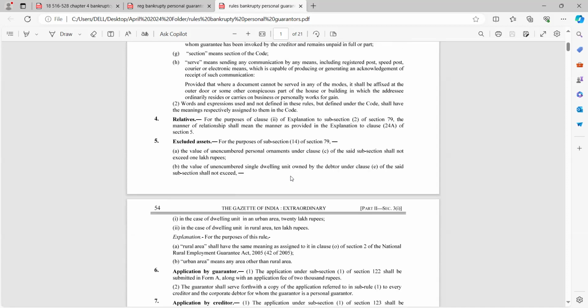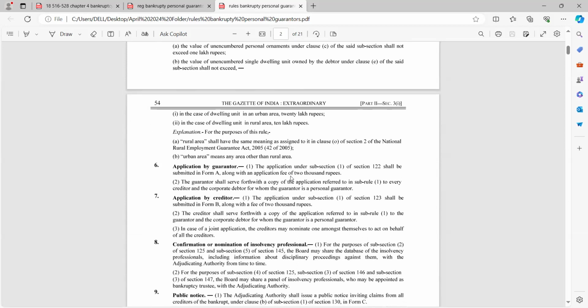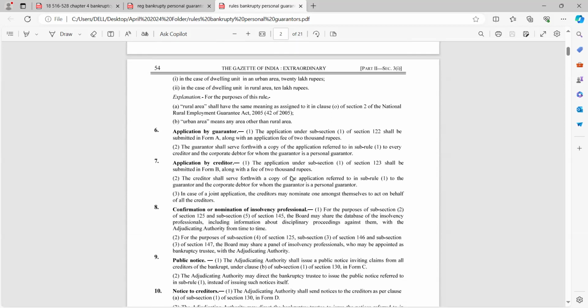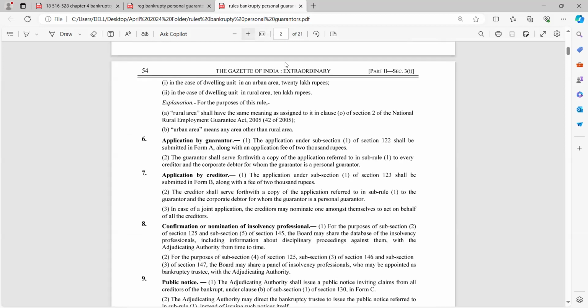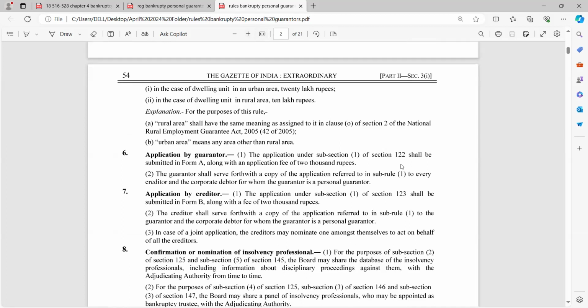So we are at these rules. Application by guarantor. So it is referring to section 122. I hope my screen is visible now. Yes, sir. What does Rule 6 say? The application under subsection 1 of section 122 shall be submitted in Form A along with an application fee of 2000 rupees. The guarantor shall forthwith serve a copy of the application referred to in sub-rule 1 to every creditor and the corporate debtor for whom the guarantor is a personal guarantor.